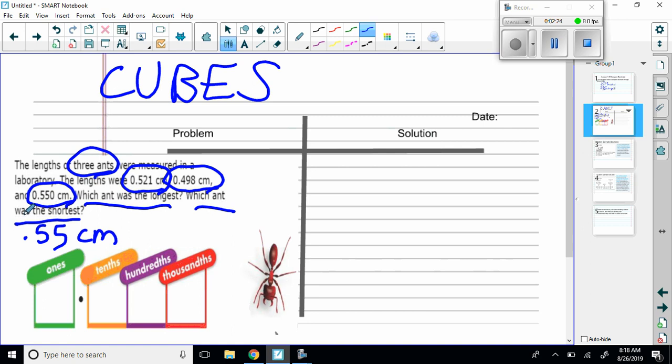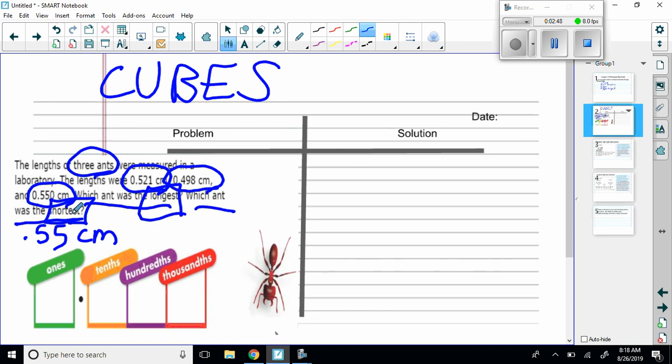Keywords there would be to, we want to find out which ant was the longest and which ant was the shortest. We're kind of comparing. So it's difficult to box something particular unless you want to say longest and shortest to box around. Now, once we have that, you're going to be working on your solution.